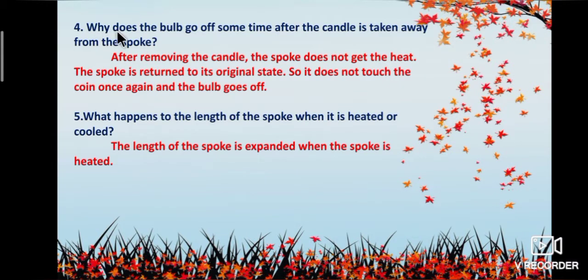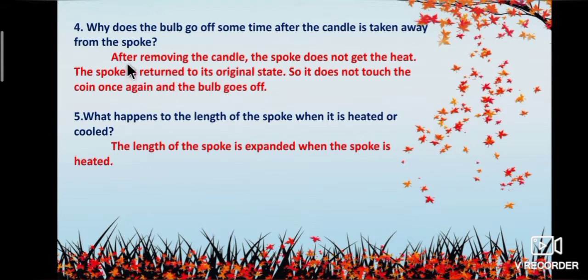Fourth question. Why does the bulb go off some time after the candle is taken away from the spoke? After removing the candle, the spoke does not get the heat. The spoke returns to its original state. So it does not touch the coin once again and the bulb goes off.